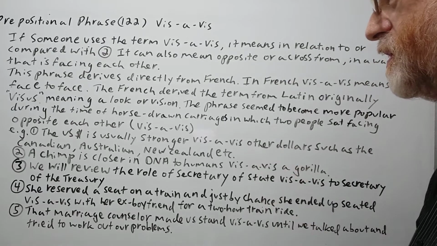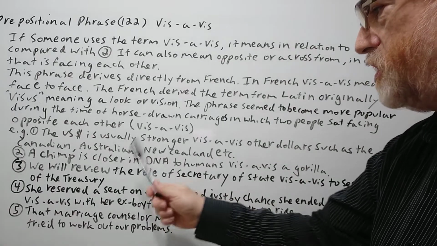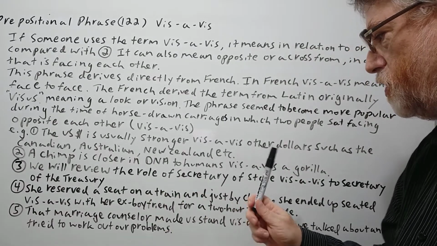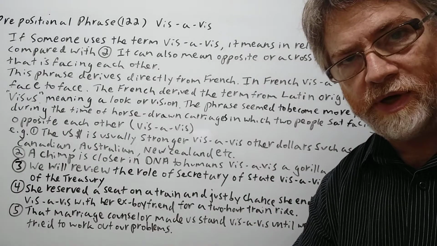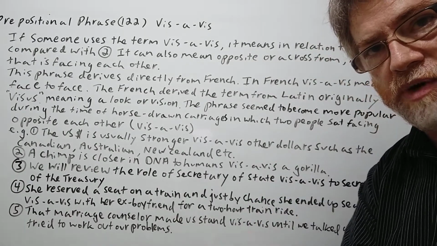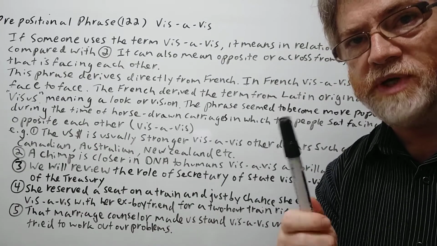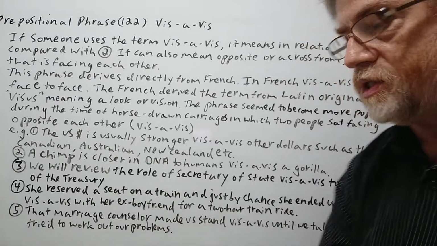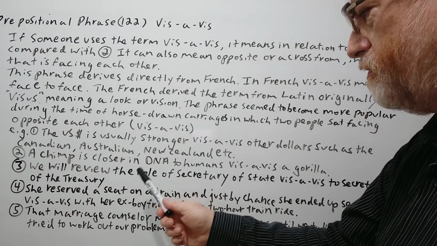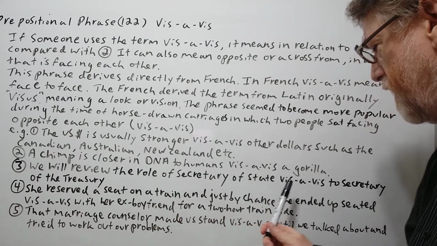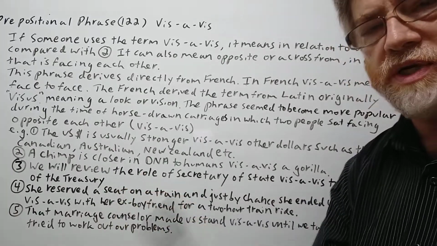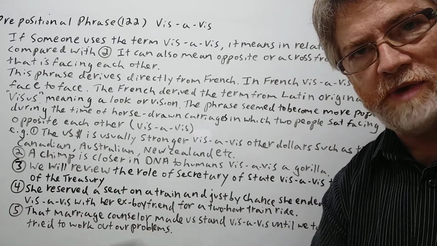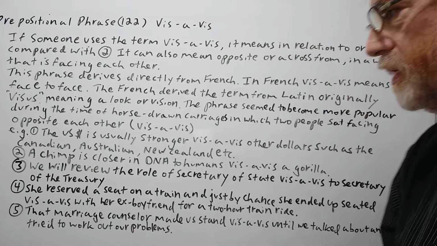So let's continue. Number 2, a chimp is closer in DNA to humans vis-a-vis a gorilla. So compared with a gorilla. So if you compare a gorilla or in relation to a gorilla, a chimp is closer in DNA to humans. Number 3, we will review the role of Secretary of State vis-a-vis the Secretary of the Treasury. So they're comparing the two. They're making a comparison of the two.